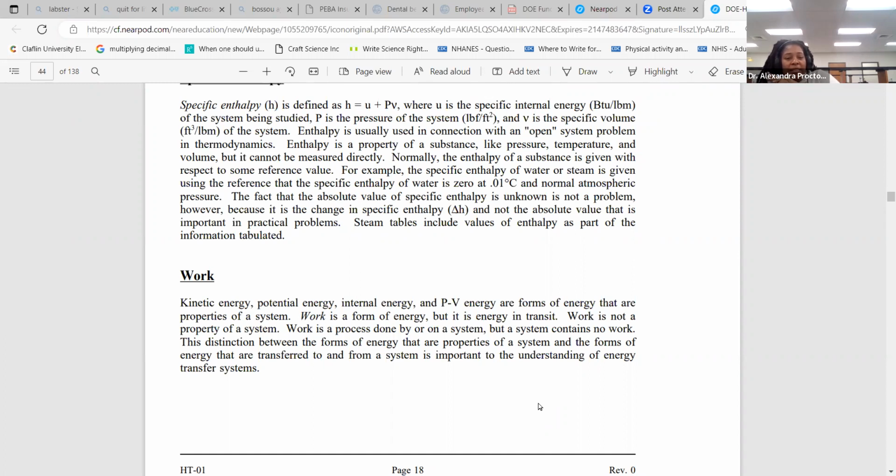But that same system contains no work. This distinction between forms of energy that are properties of a system and forms of energy that are transferred to and from a system is important to understanding energy transfer. So work is a process done by a system. Work is not a property, it is a process.